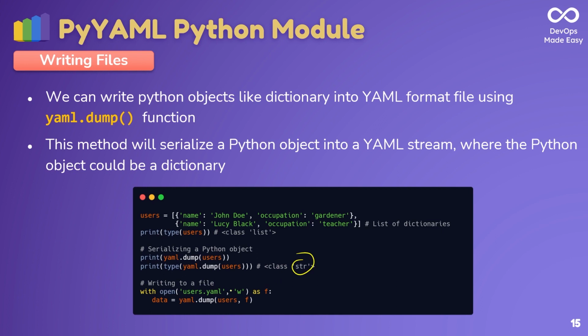So once you serialize any Python object, it becomes a YAML stream of data type str, which is nothing but a string. And then once you have that object converted as a YAML, you can use the with open function call to write that complete output of the YAML dump to a file. Here I'm writing that complete output to the users.yaml file. So, let's do this programmatically.